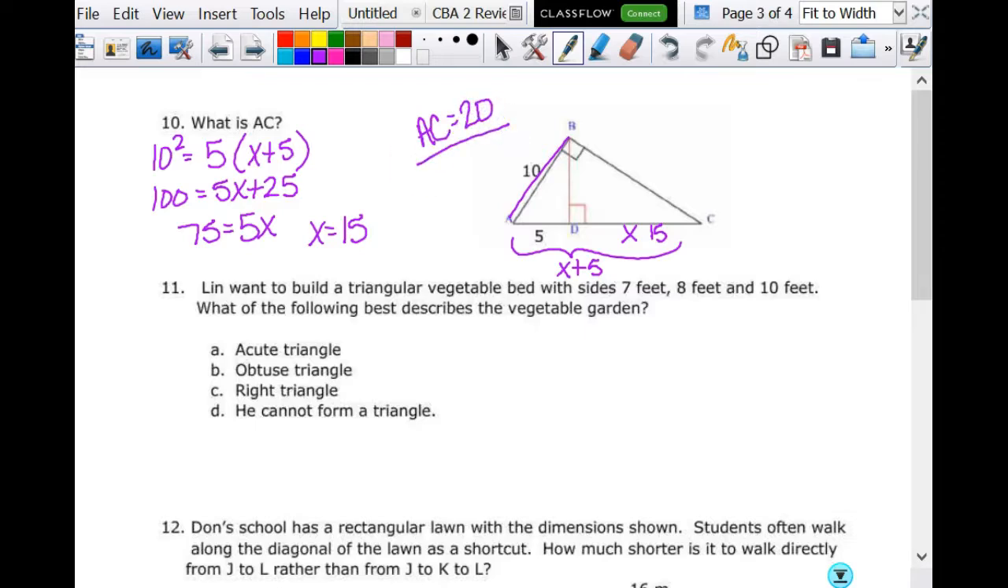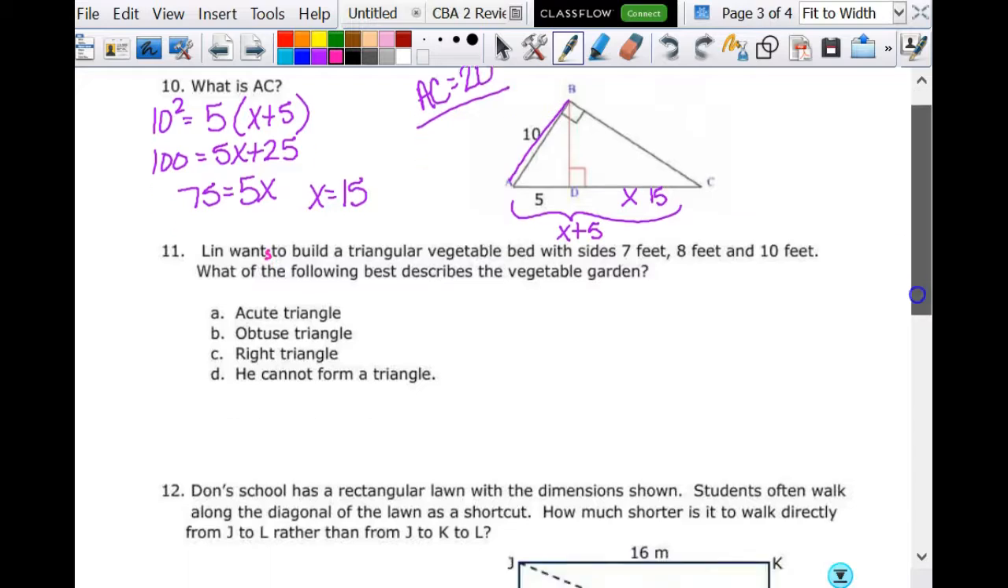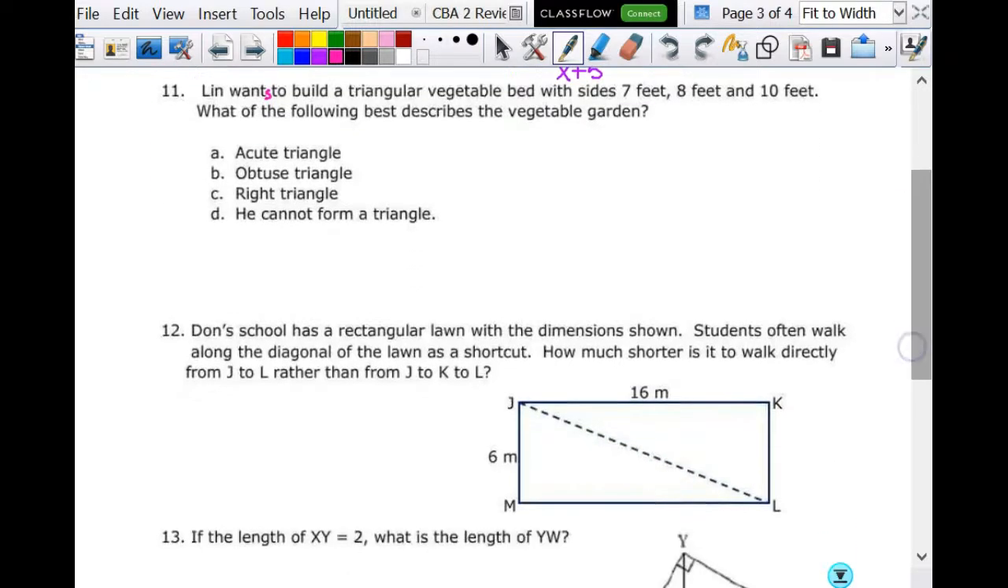All right, so Lynn wants to build a triangular vegetable bed with sides 7 feet, 8 feet, and 10 feet. Which of the following best describes the vegetable garden? All right, so I've got this vegetable garden, which is 7, 8, and 10. My choices are acute, obtuse, right, or he cannot form a triangle.